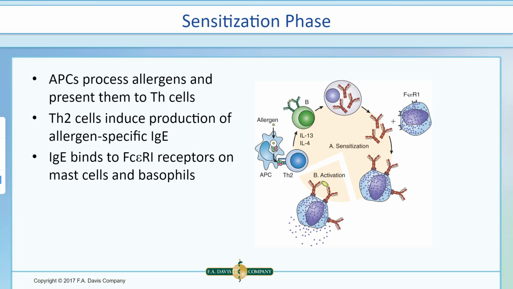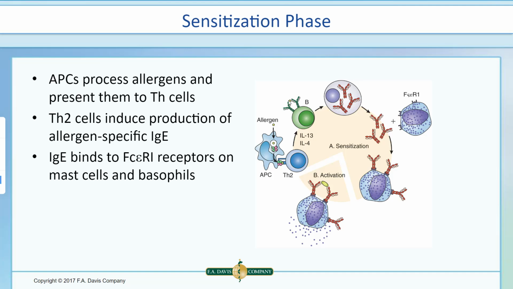The antigen-presenting cells process the allergen and present them to helper T cells. Th2 cells in particular induce the production of allergen-specific IgE. So what's going to happen is an antigen-presenting cell is going to consume the allergen, process it, and present it. Then these Th2 helper T cells are going to go find and present it to a B cell. When the B cell finds it, that B cell is going to go through immunoglobulin isotype switching, where it goes from a B cell to a plasma cell, and it goes from having IgG or IgM or D on the surface to start pumping out IgE antibody.